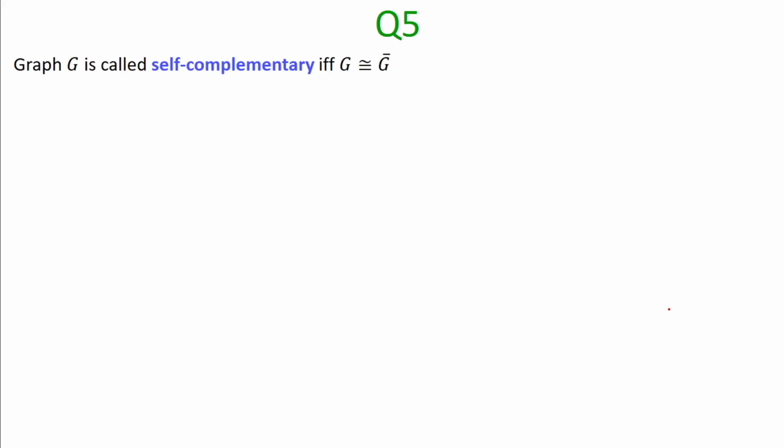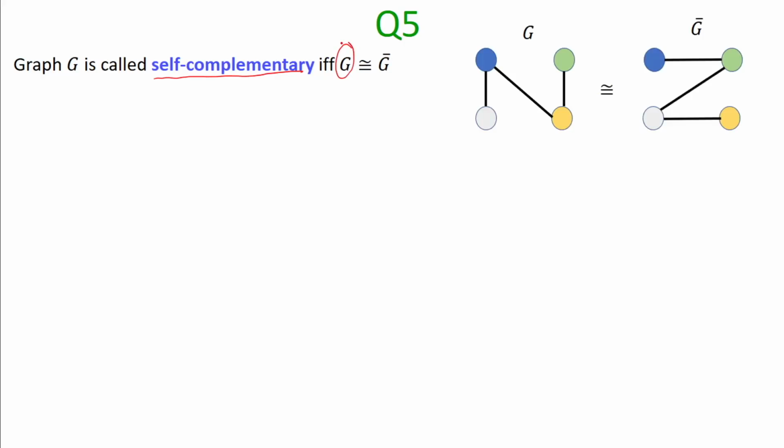Okay, right. So now let's go to question number 5. In question number 5, we define what we call a self-complementary graph. A graph G is called self-complementary if it is isomorphic to its complement. So for instance, this is a self-complementary graph with 4 nodes, right? I'm not labeling the nodes, but you can check here that the graph G and the graph G complement are isomorphic to each other, and hence the graph G is self-complementary here.